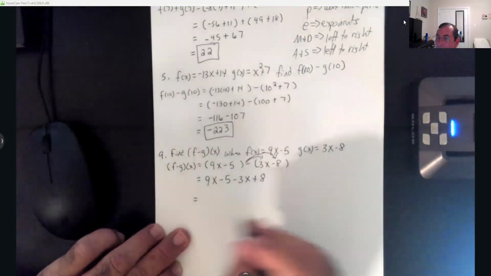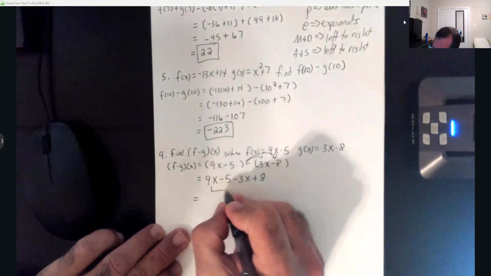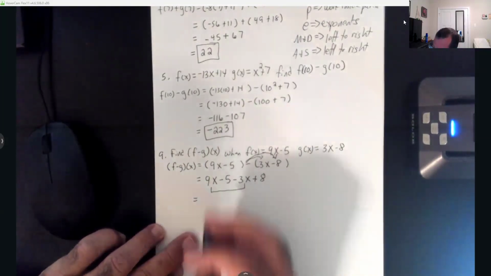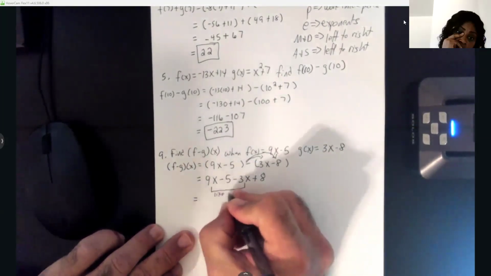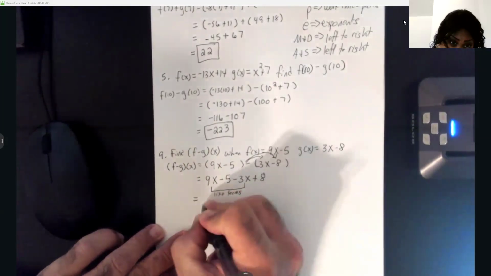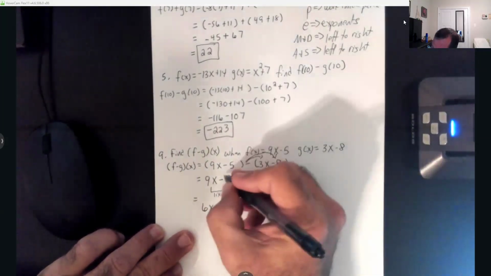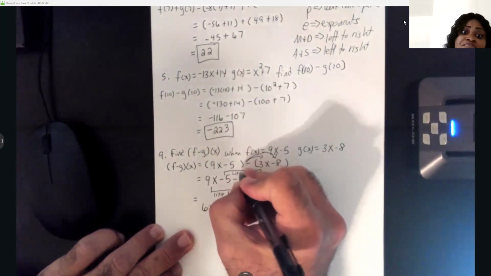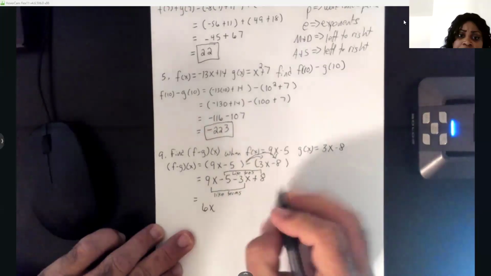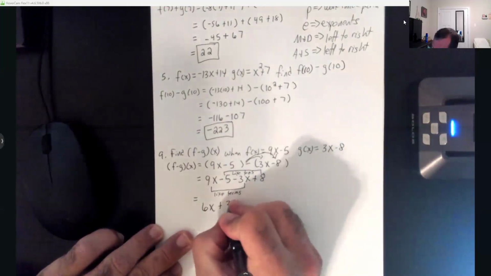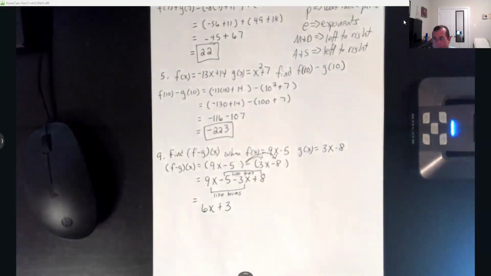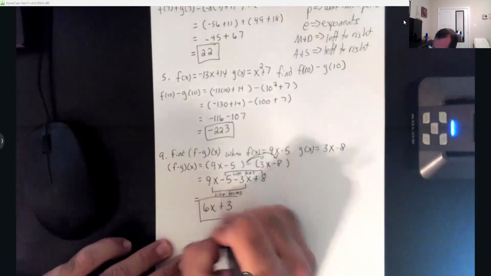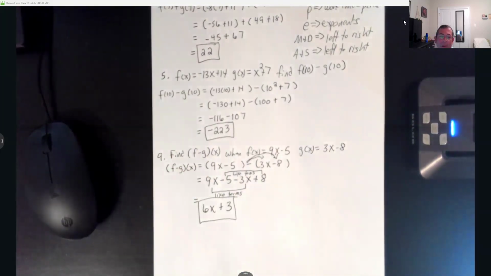Yes, y'all. I've got 2 sets of like terms. The x's are like terms. 9x minus 3x is 6x. And then these numbers are like terms. It's 3, because 8 minus 5 gives me a positive 3. And y'all, that would be our final answer.